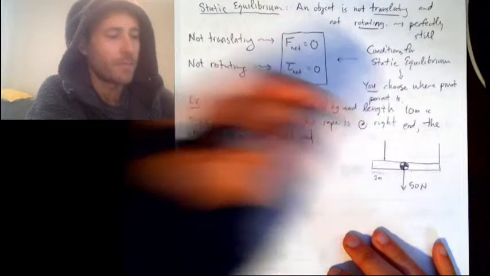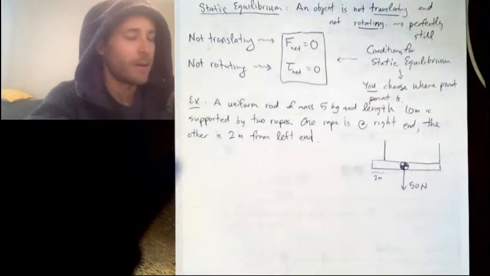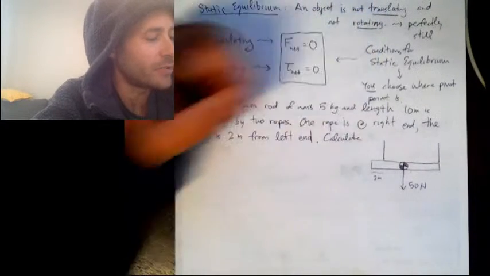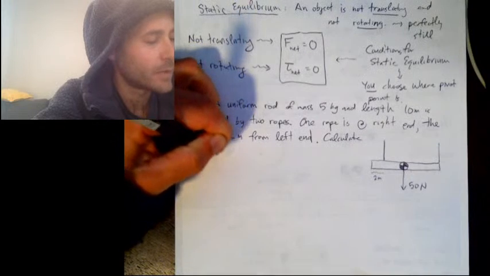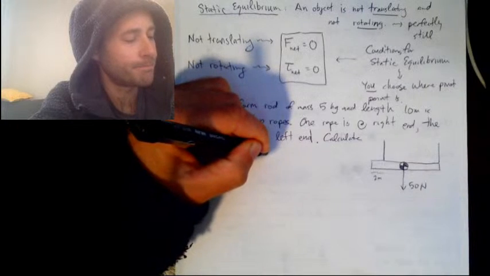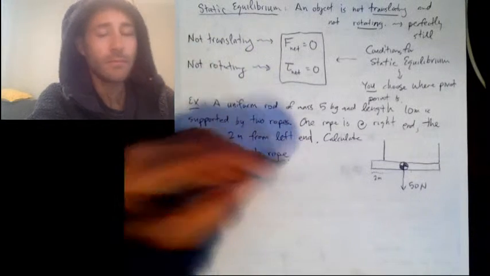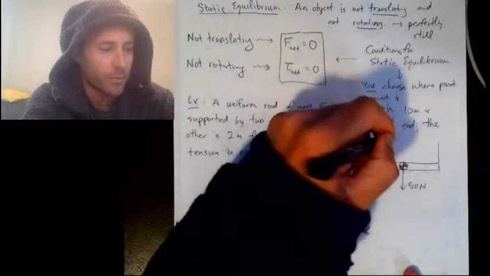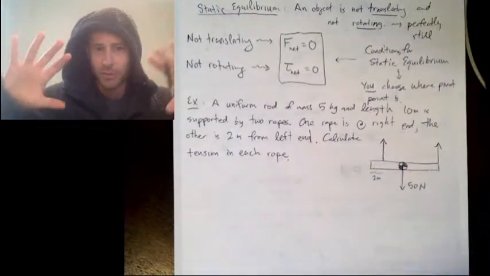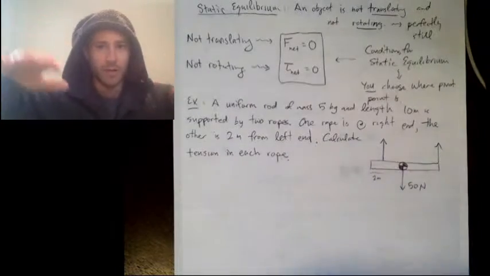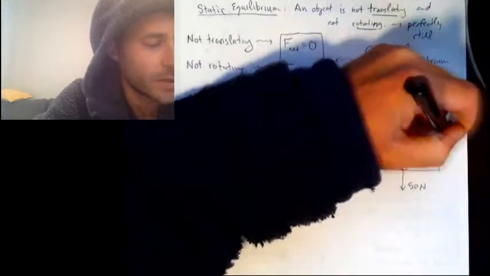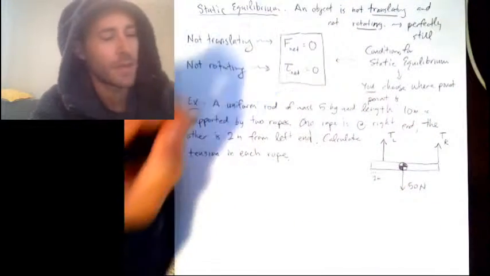And then there's another rope, okay? So what I would like to do is calculate the tension in each rope. Okay, so each of these ropes is pulling up on the rod. Now the rod is hovering, so there's no normal force involved here. Okay, it's suspended by these 2 ropes. And I'm going to call the left tension T sub L and the right tension T sub R.